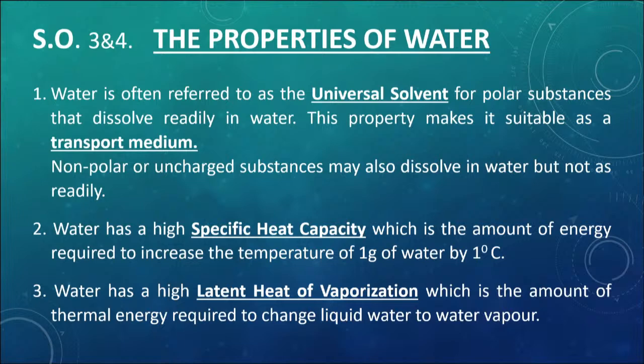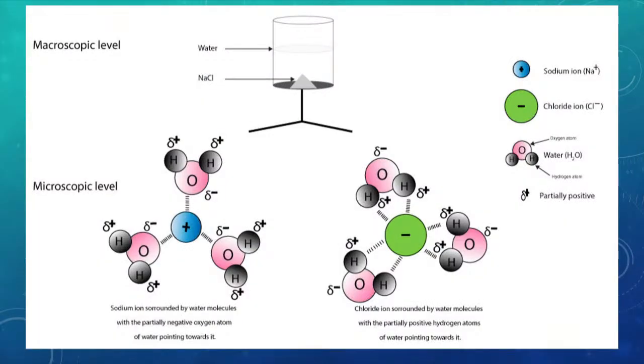The third property we're going to look at is that water has a high latent heat of vaporization. And this is the amount of thermal or heat energy required to change liquid water to water vapor. And you know, vaporization, formation of a vapor, and the heat that is required to do so. So I'm really going through the properties of water, and then we'll discuss how these relate to the functions.